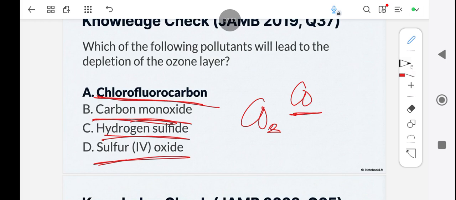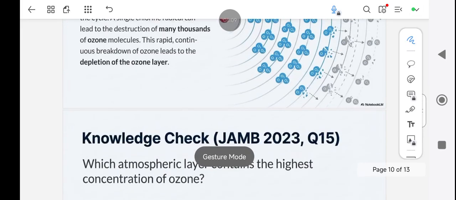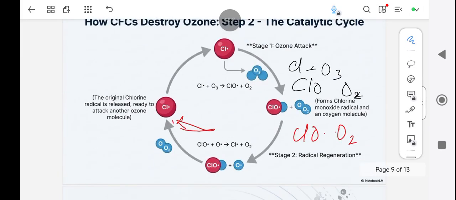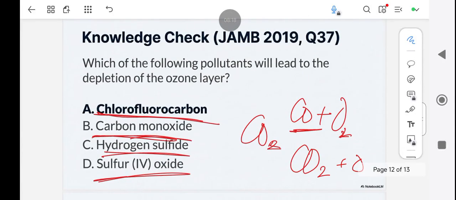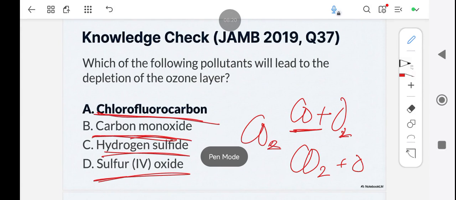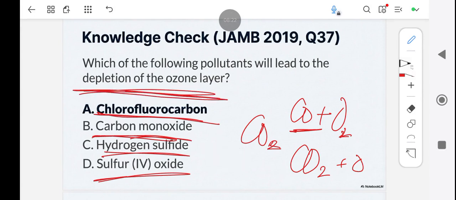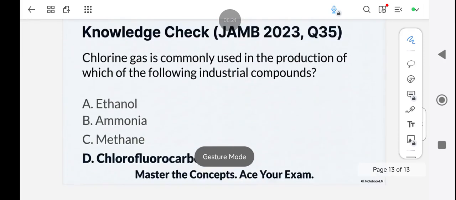The reason why the oxides of carbon are a problem is that if carbon monoxide combines with oxygen, it forms carbon dioxide and a free radical oxygen. That free radical oxygen that is produced is what combines with chlorine here, and once it combines with chlorine, it then continues the cycle. So the answer here, the pollutant that will lead to the reduction of the ozone layer, is chlorofluorocarbon. Let's look at another question.